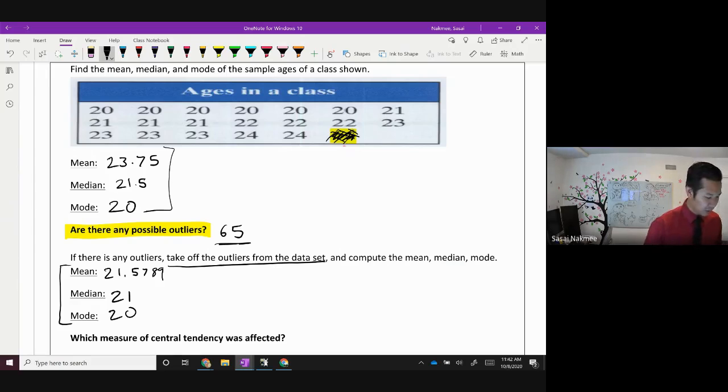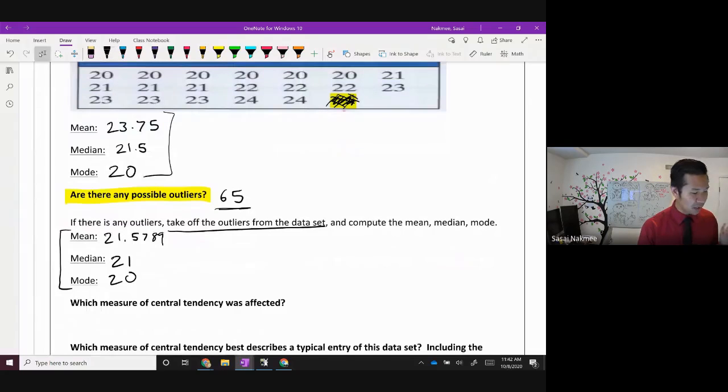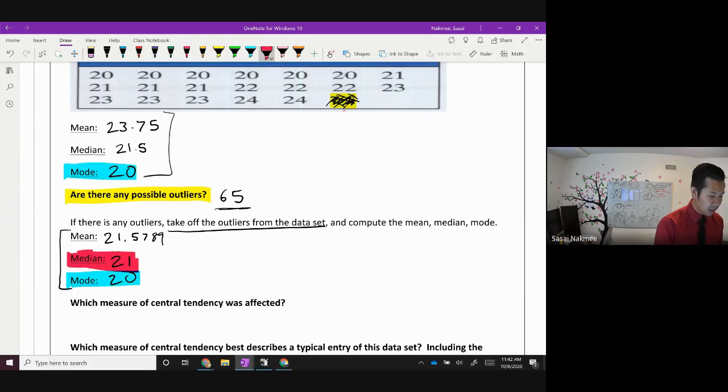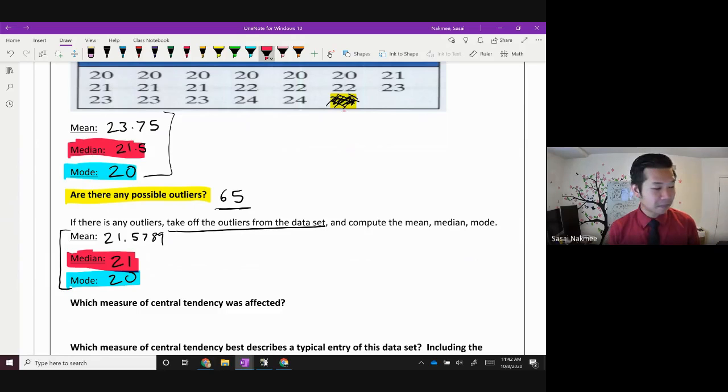Looking at these numbers, which one of these, the mean, the median, the mode, which measure of central tendency, was affected the most? Well, the mode remained pretty much the same. The mode was 20 and the mode here is 20, so that didn't really change. The median changed a little bit. It went from 21.5 to 21. So it changed a little bit, right? Not a lot.